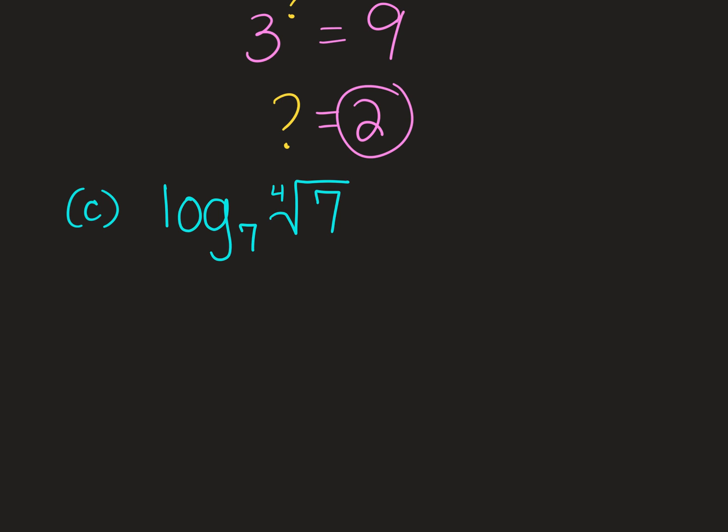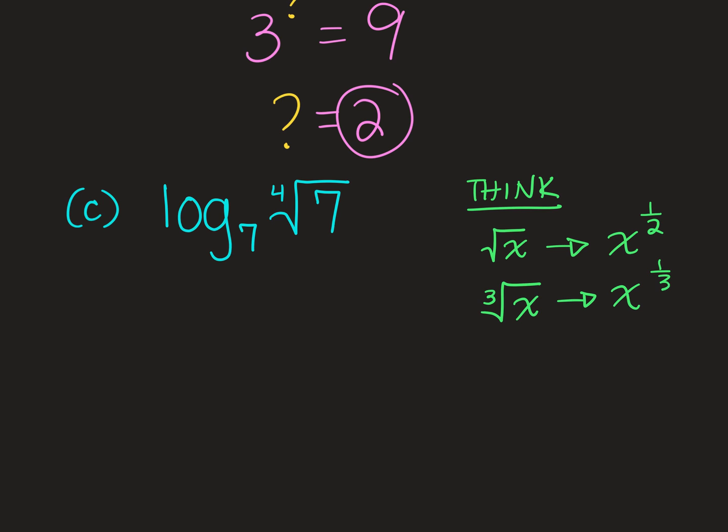So what I mean by that is, I just want us to think about this for a minute. If I gave you something like the square root of x, that could be rewritten as x to the 1/2 power. If I gave you something like the cubed root of x, that can be rewritten as x to the 1/3 power. What if I said the 5th root of x? How could that be written? Yep, perfect. So a root is just an exponent in disguise.